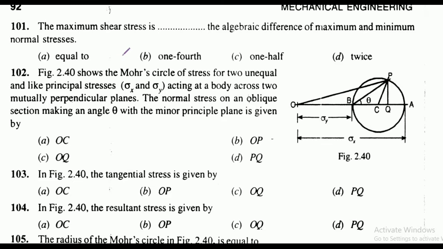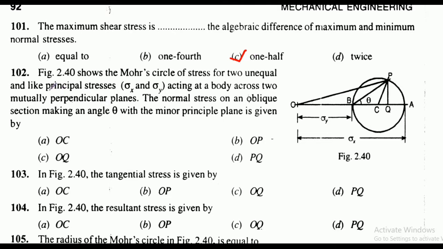Friends, this is question number 101. The maximum shear stress is dash the algebraic difference of maximum and minimum normal stresses. Options are equal to 1/4, 1/2 and twice. So here friends, the correct answer is option C, that is 1/2.